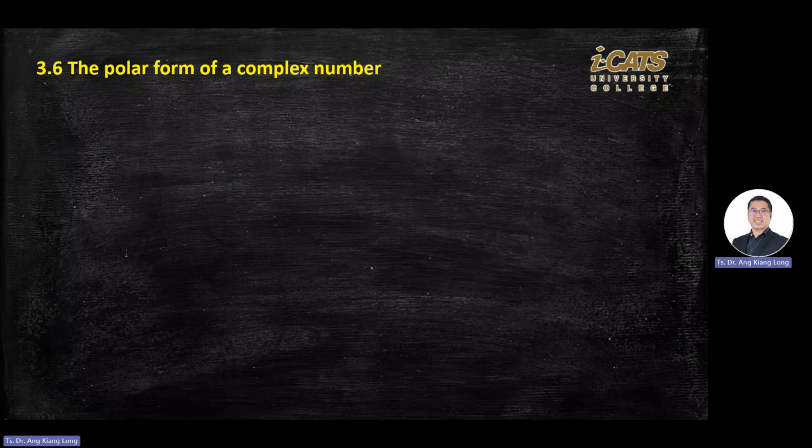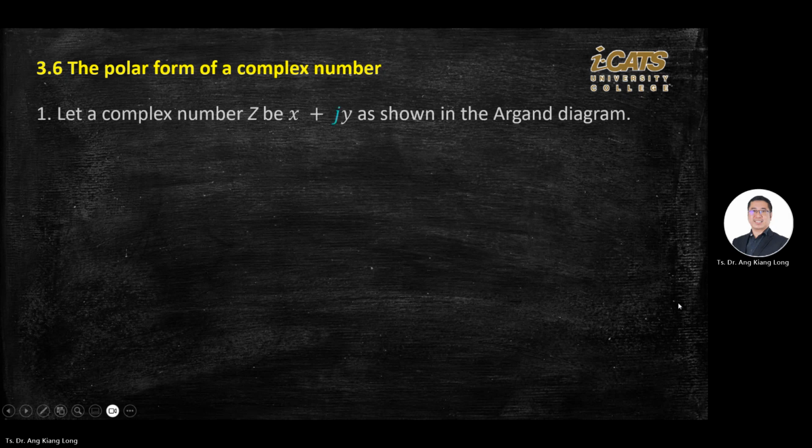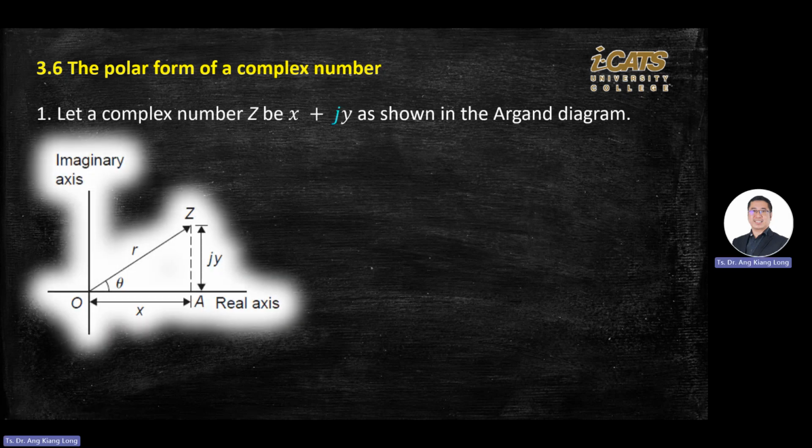Okay, today we'll go into polar form. We already did Cartesian form. Cartesian means x, y, and z. Polar form, we will deal with pi and also some angle. Okay, so let's say we have a complex number, x plus jy.